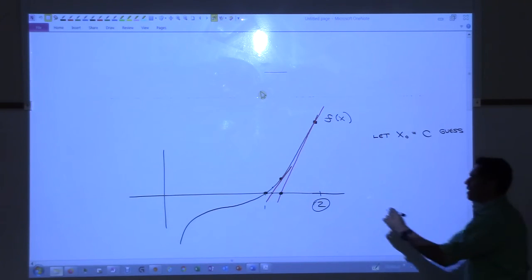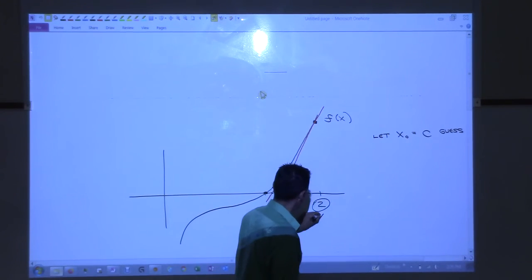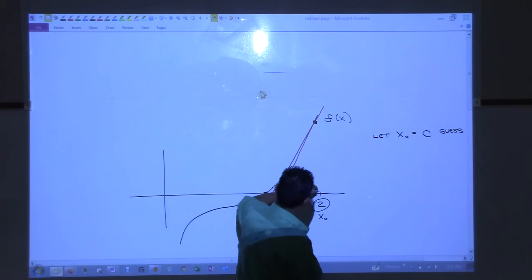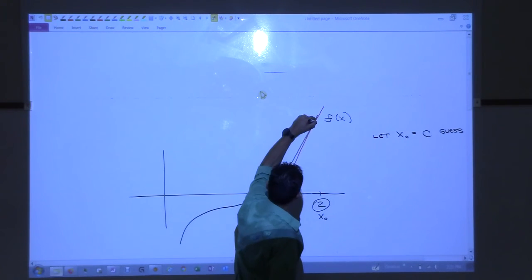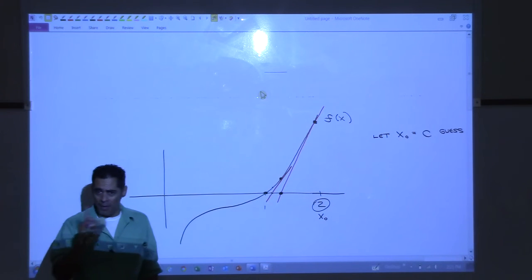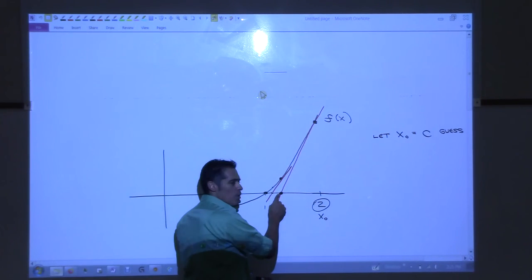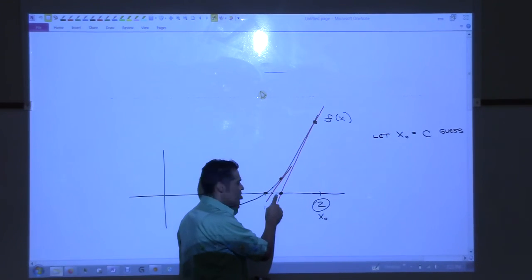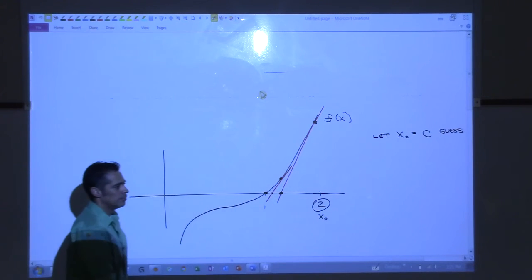All right, so we're going to plug that in, right? This is our x naught. We're going to plug that in. It's going to go up here. And then this is the hardest part of the whole thing: how do we figure out this point? How do we figure out that point?